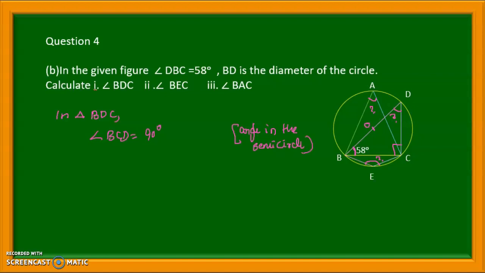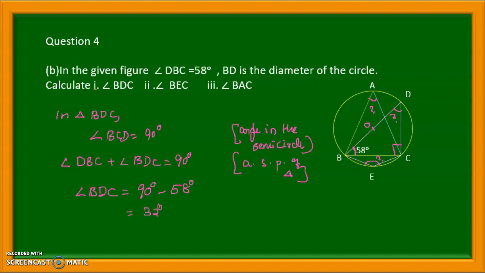So angle in the semicircle it is 90 degree. One angle it is 90 degree. Sum of other two also equal to 90 degree. So we can write angle DBC plus angle BDC is equal to 90 degree because angle sum property of triangle. Right? So angle BDC we are getting 90 minus DBC, already given here 58, which is equal to 32 degree. Correct? So this is 32 degree.